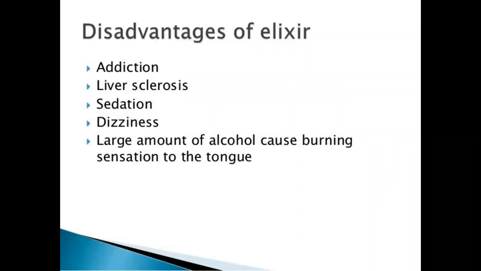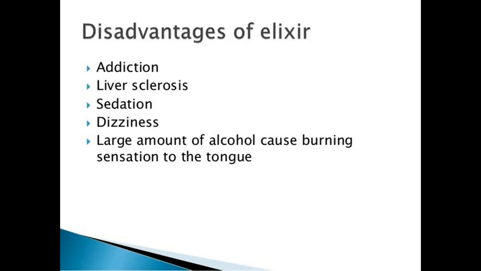The next point is disadvantages of elixir, in which the first is addiction, then liver sclerosis, sedation, dizziness, and a large amount of alcohol causing a burning sensation to the tongue. What is the last disadvantage in its preparation, in the formulation? There is addition of alcohol, a hydroalcoholic solution, right? So because it contains alcohol, it can produce a burning sensation on the tongue. So this is a disadvantage of the elixir.